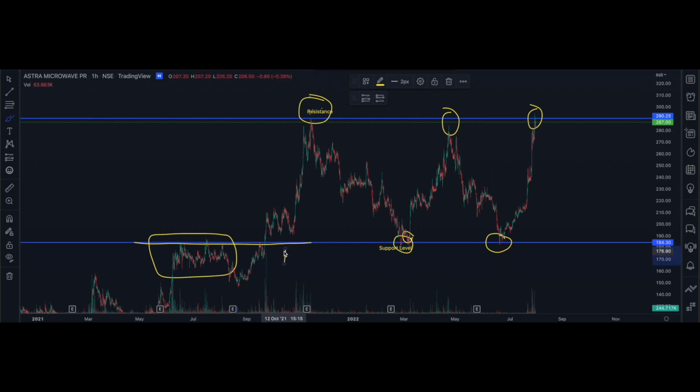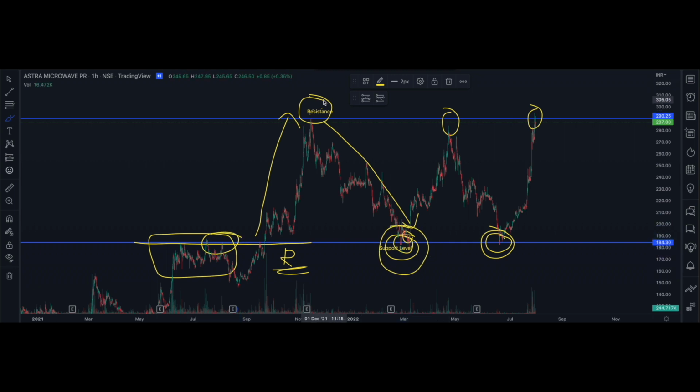But once a resistance level is broken, it will become support. You can see it has become a new support here. Previously it was the resistance level. After this resistance level was broken, when the market came down again, the same price level was acting as a support level.